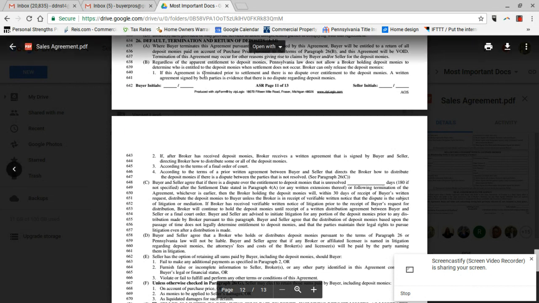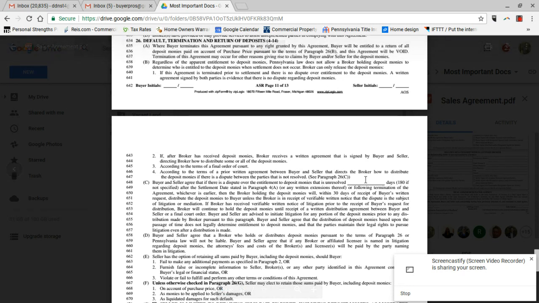Default, termination, return of deposits. That tells you how the hand money is returned back to the buyer. Usually, this is where you put in the days. So if there's a dispute over the hand money and it's unresolved and they haven't taken it to court and it's 181 days or more, then the hand money is released to the buyer. So if you want to make that short, I had a buyer's agent thought she was going to be sly and put 1 day in there, and she sent that to us, and of course I struck it out and put 180 days in there.